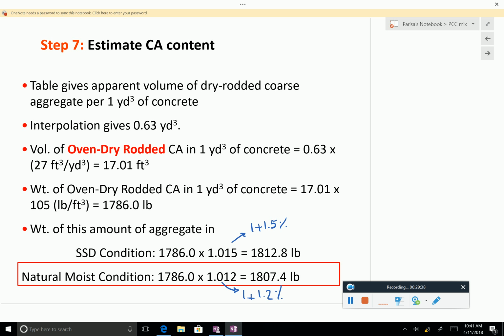And what you get in terms of weight is oven dry. It's completely without any moisture. You know the moisture content and you know absorption. Absorption is moisture content at SSD condition. So you can calculate the weight at different stages. And we have studied this in aggregate, so I hope that you are okay with it. Okay.